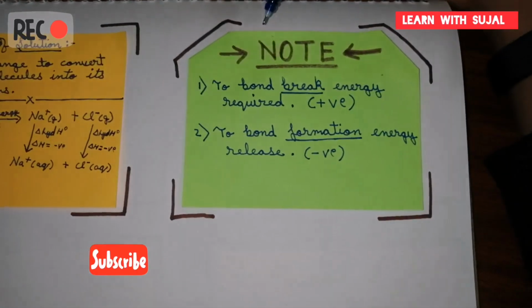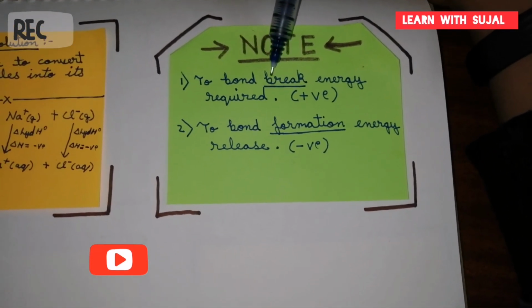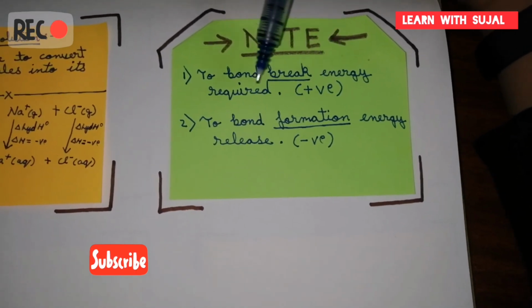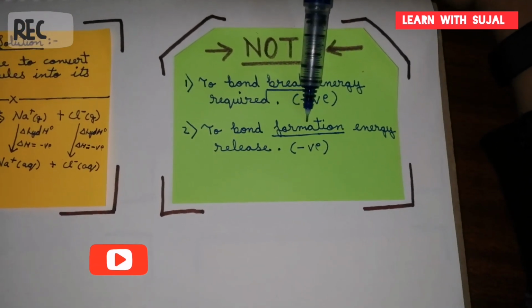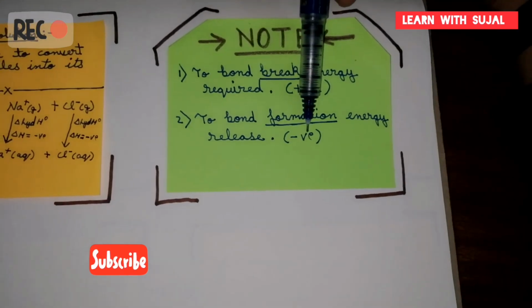Here is the note. The first says that when we break a bond, we require some energy, so our enthalpy will be positive. The second note says that in the formation of any kind of bond, we release energy, so our enthalpy will be negative.